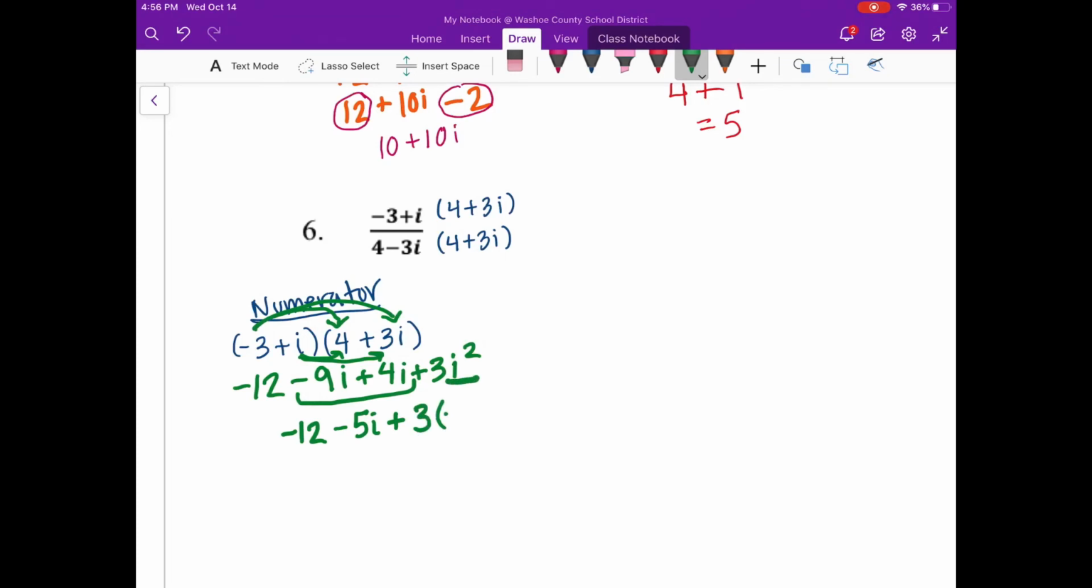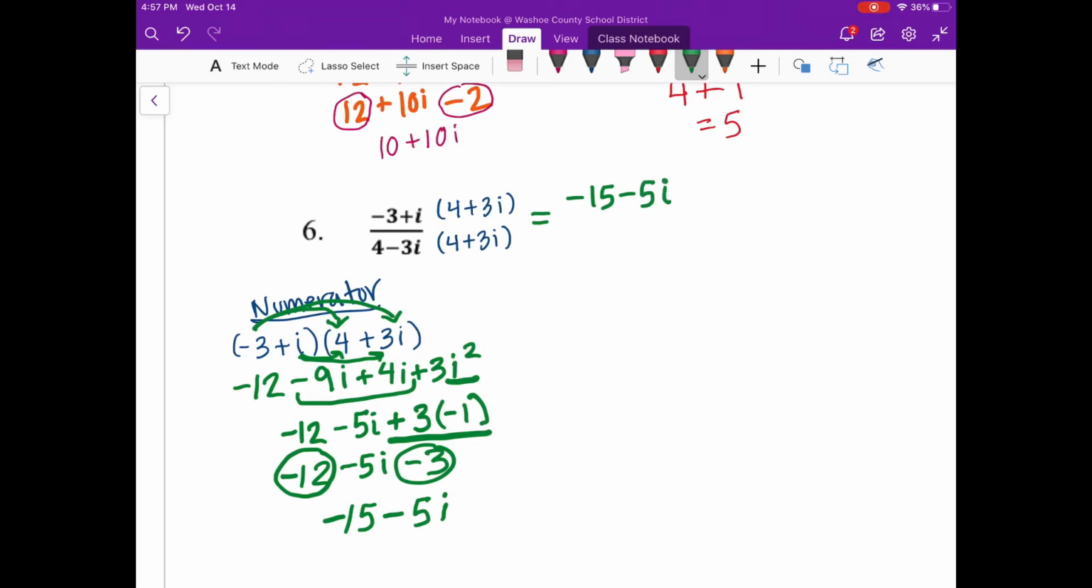And then remember your property, anytime you see an i squared, we're going to replace it with, in parentheses, a negative 1. 3 times negative 1 is going to become a negative 3. And I'm going to bring everything else down. And then I can combine my numbers. Negative 12 minus 3 becomes more negative. So that's a negative 15 minus 5i. So again, that is your new numerator.